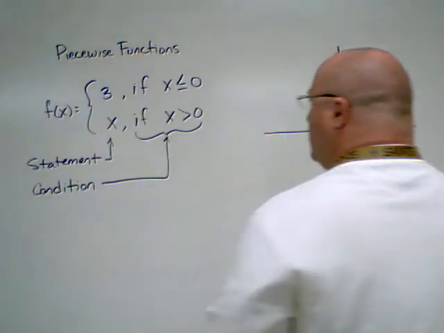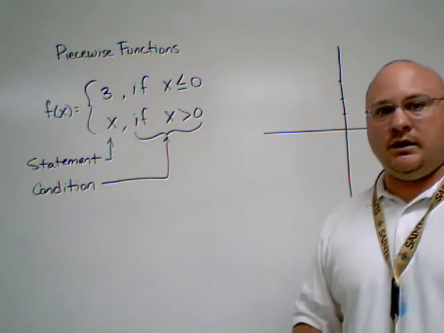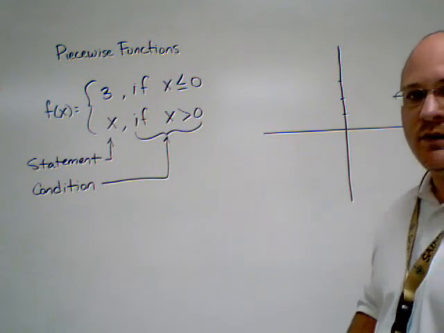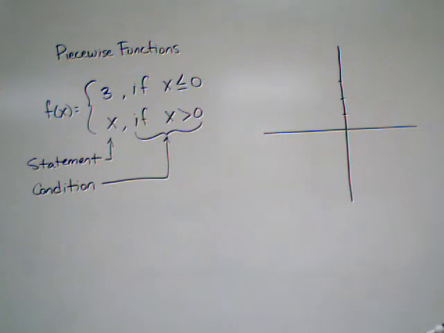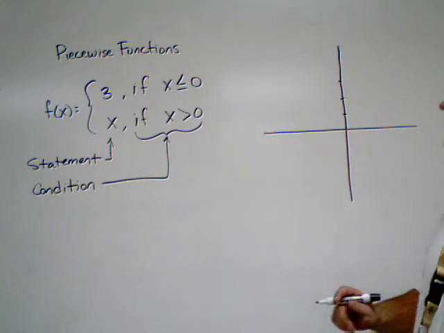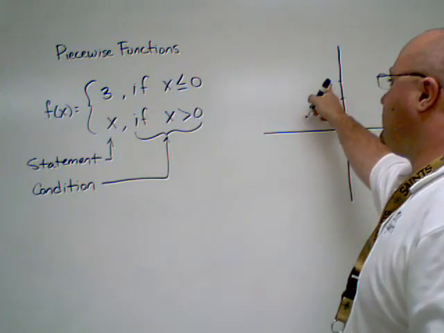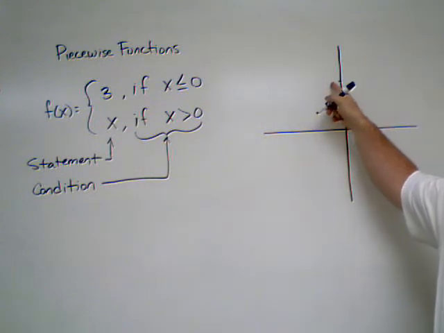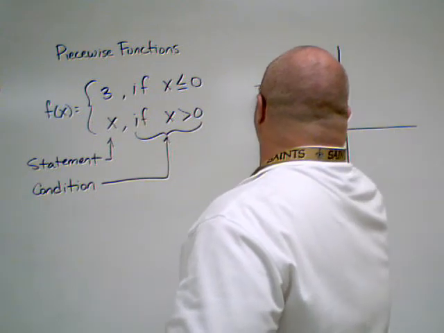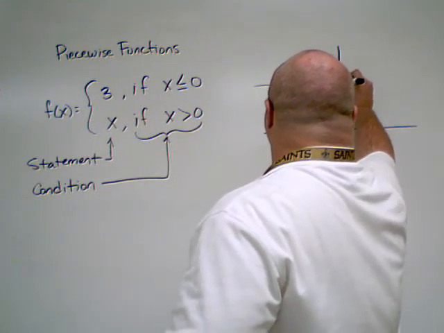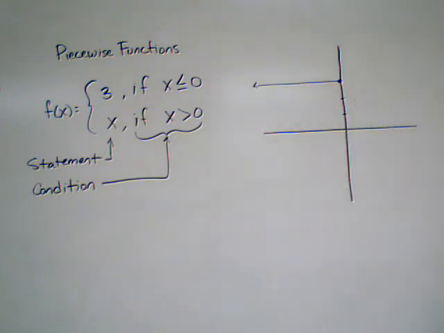Now, let's start off with an easy example where f of x equals 3 if x is less than or equal to 0, and f of x equals x if x is greater than 0. That's real easy to graph because f of x equals 3 is just a horizontal line. It's right here where y is 3. But I only want where x is less than or equal to 0, so I only want the negative part of my x-axis. So I'm going to draw a line like this, and there will be a point there where it is defined. So that's the first part of my function.